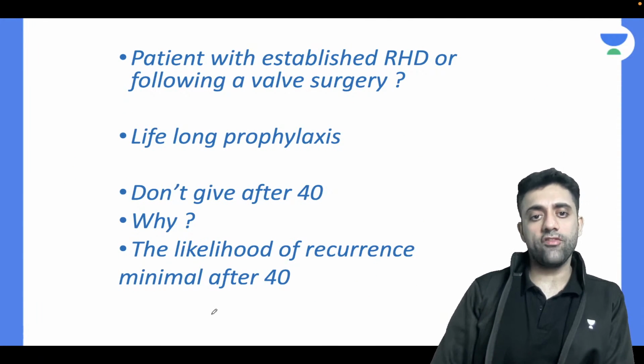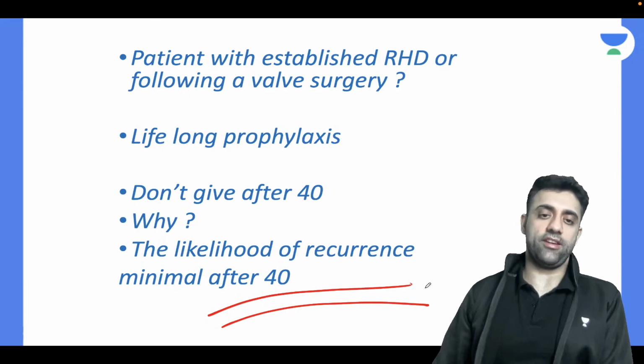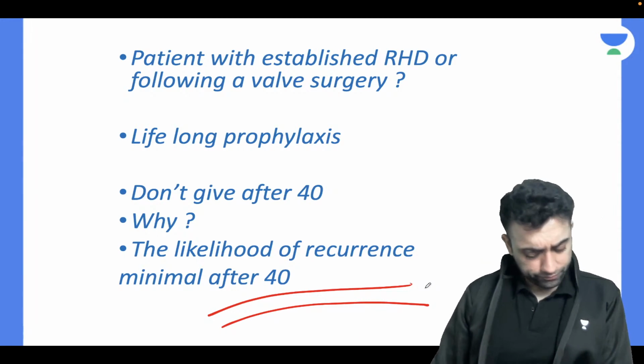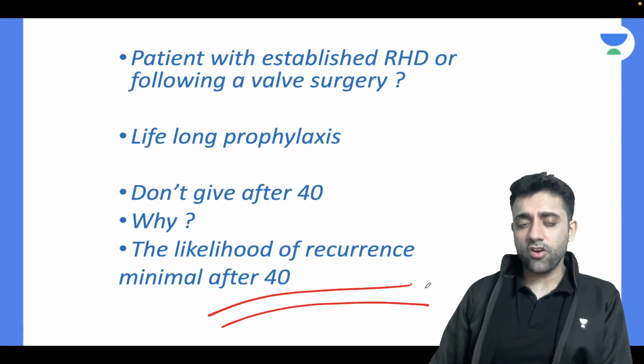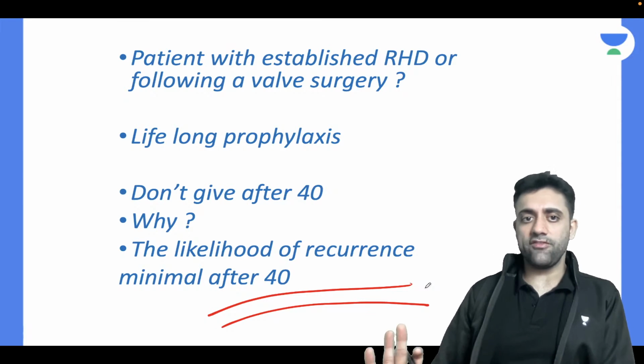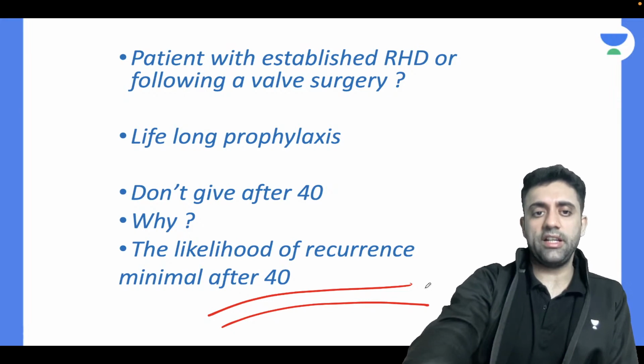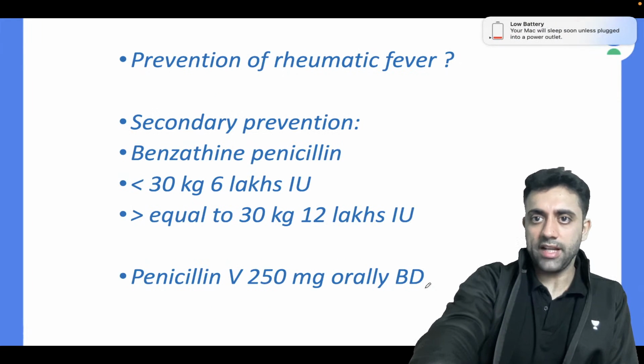The likelihood of recurrence is very rare, very minimal. Yeah, the likelihood of recurrence is very minimal after 40. That's why lifelong means till 40 you'll give, not after 40. The recurrence level goes very down. Okay, that you should know.